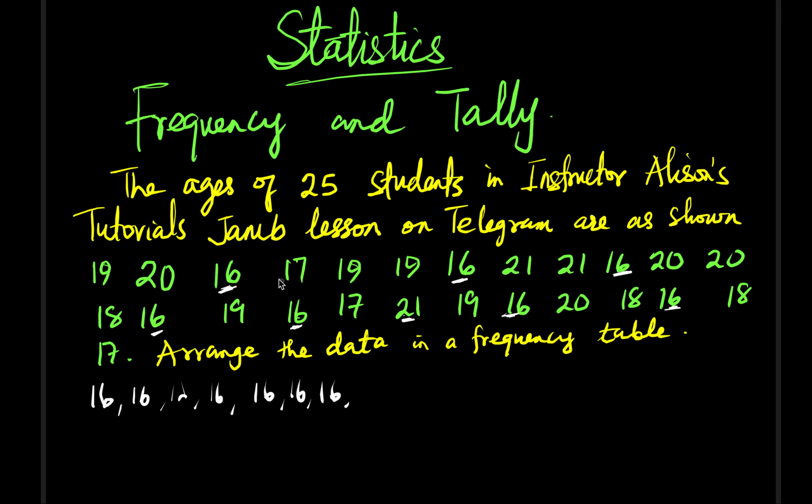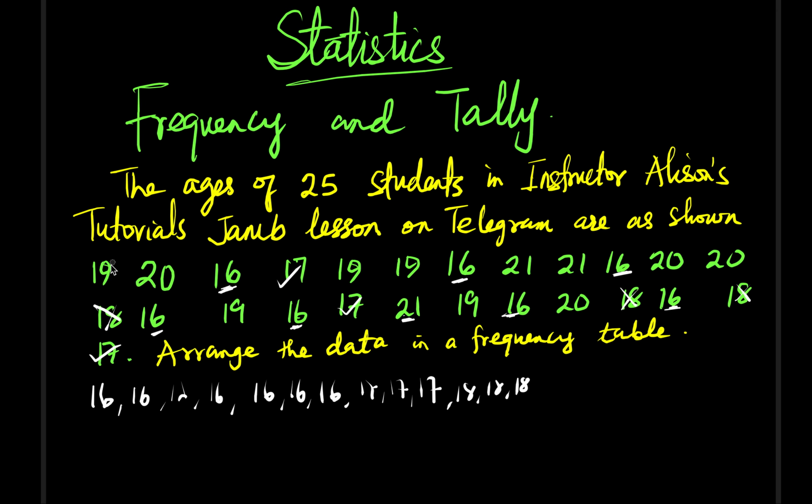What about 17? How many do I have? I have 1, 2, 3. Confirm if I have skipped anyone. So that means I have just 3 of them. The next one is 18. Do I have any 18 here? So we have 1 here, 18. We have 2. We have 3. We still have just 3. So what I'm doing now is to arrange these numbers from the smallest to the largest. That's what I'm doing exactly.